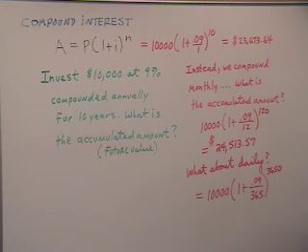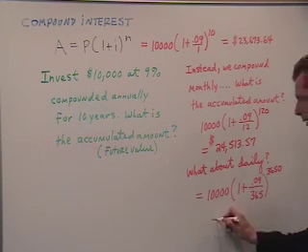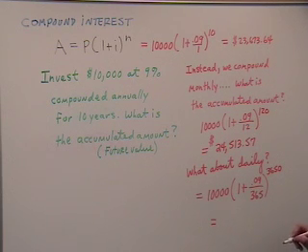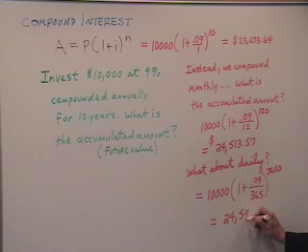So why don't you try that one out? You might get some funny numbers with an E in it, but that's okay. Take it times 10,000. And what do you come up with? 24,593 and 30 cents.